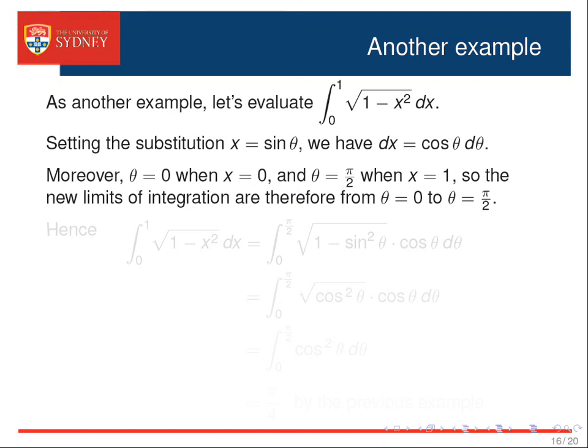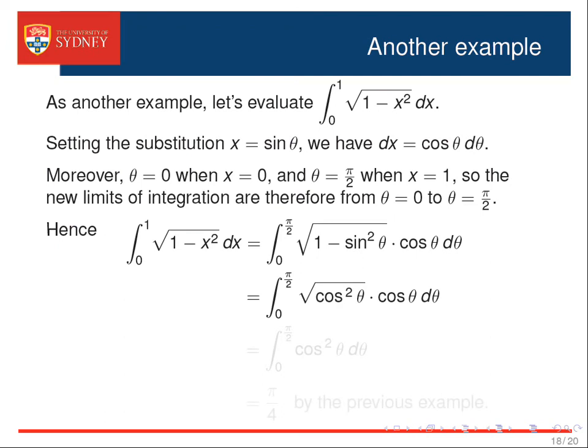We then change the limits. By evaluating the sine function at 0 and 1, we deduce that the new limits are 0 and pi on 2. Substituting everything in, our original integral in terms of x is transformed to the following integral in terms of theta, which simplifies to the following, since 1 minus sine squared is equal to cosine squared.